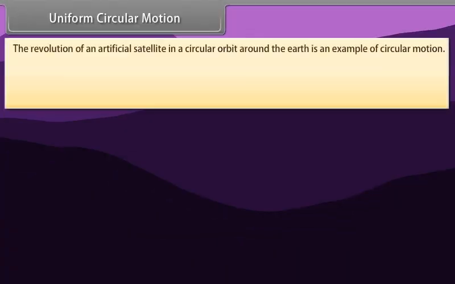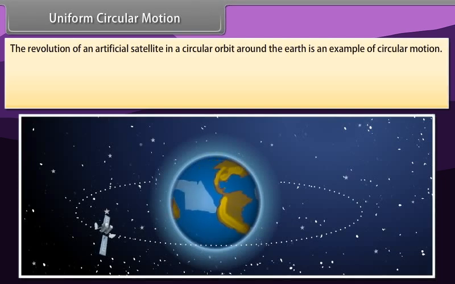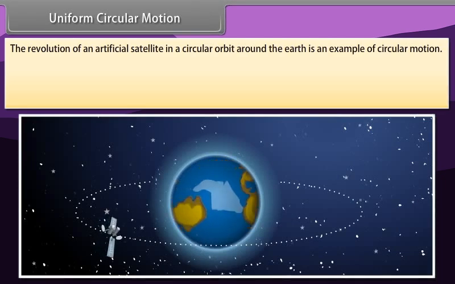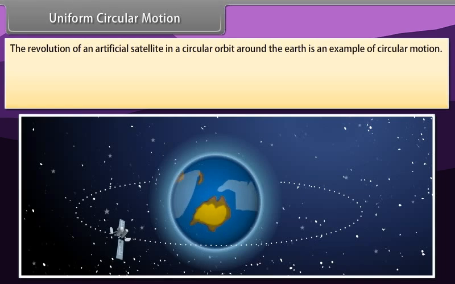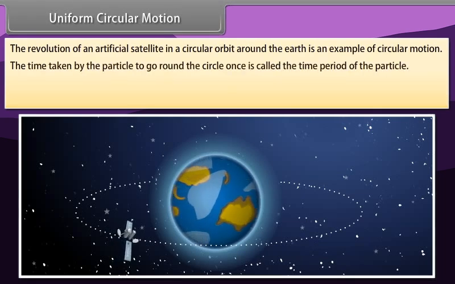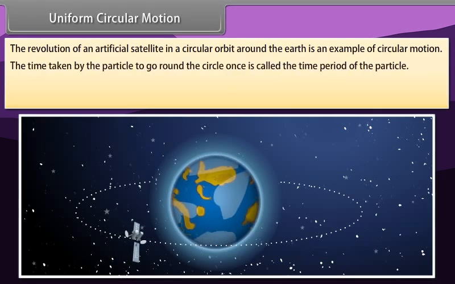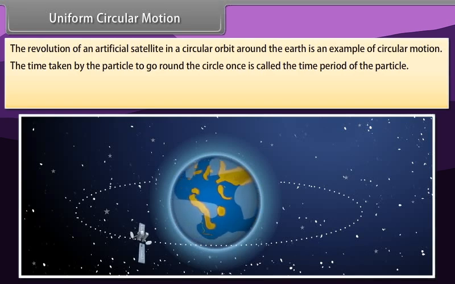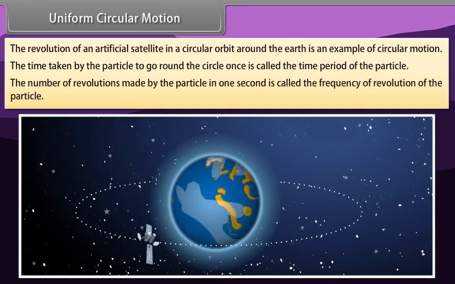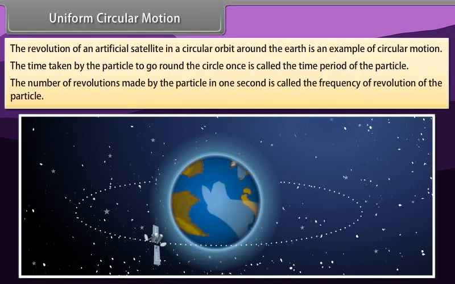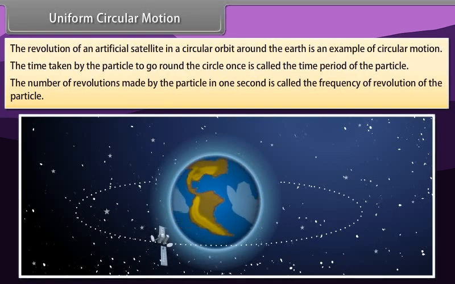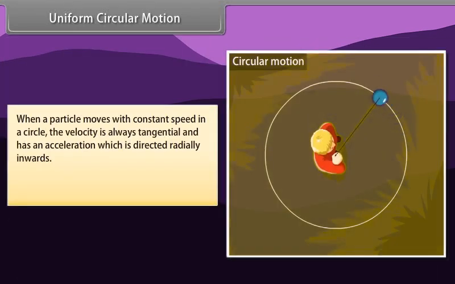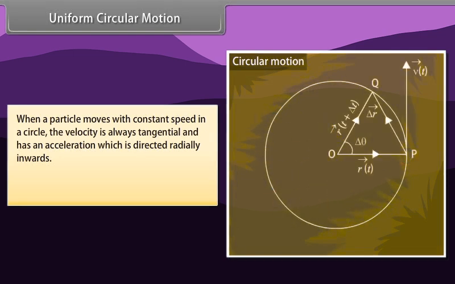Uniform circular motion. The revolution of an artificial satellite in a circular orbit around the Earth is an example of circular motion. The time taken by the particle to go round the circle once is called the time period of the particle. The number of revolutions made by the particle in 1 second is called the frequency of revolution of the particle. When a particle moves with constant speed in a circle, the velocity is always tangential and has an acceleration which is directed radially inwards.